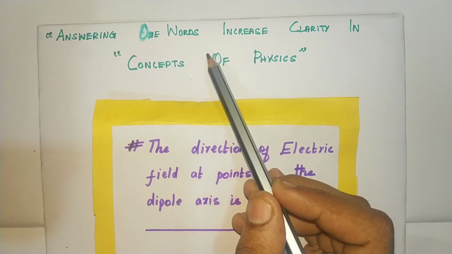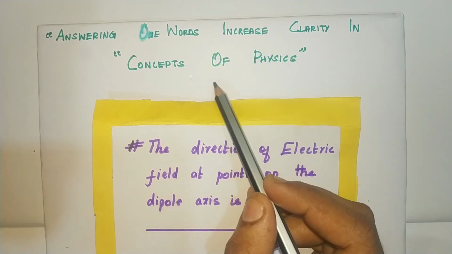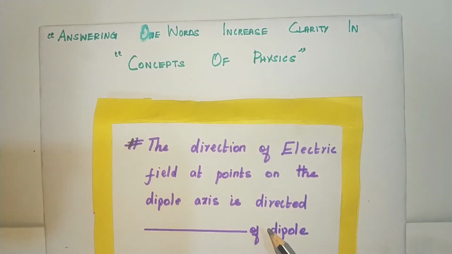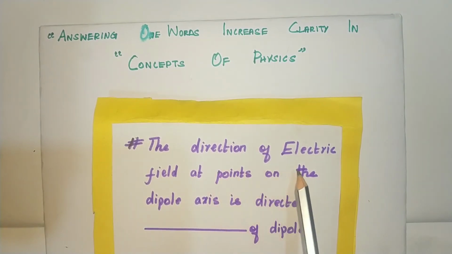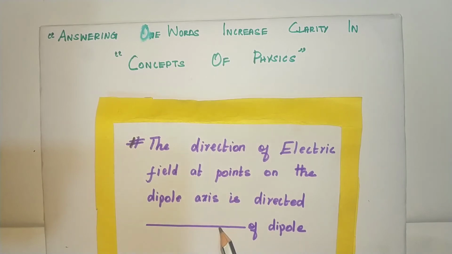Students, answering one words increases clarity in concepts of physics. So we can discuss some one words. Okay? See, the direction of electric field at points on the dipole axis is directed dash of the dipole. Have you found the answer?